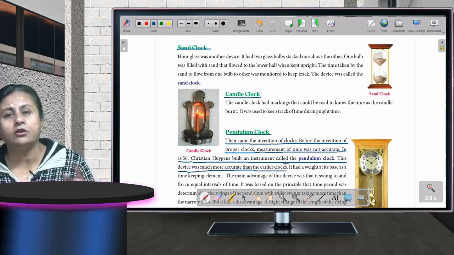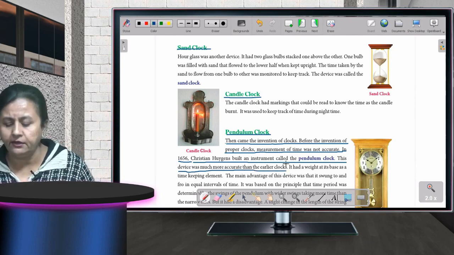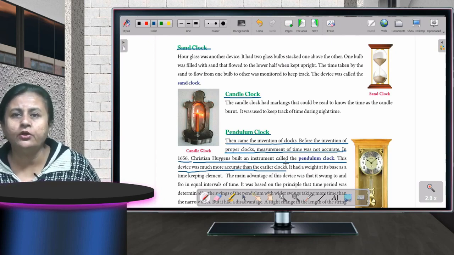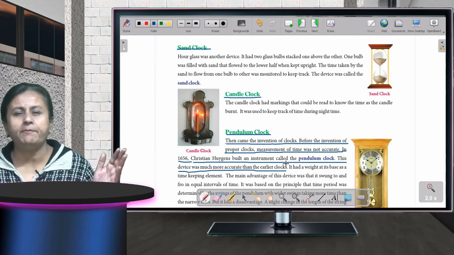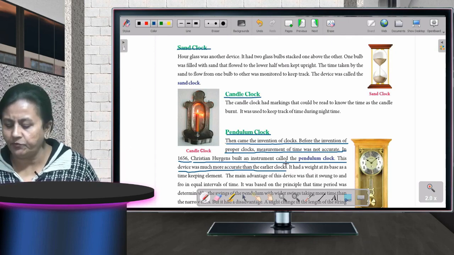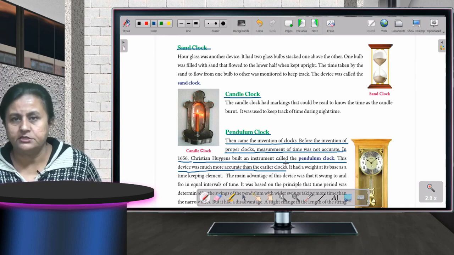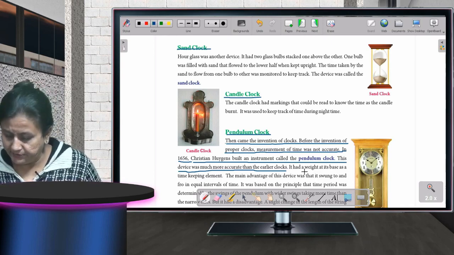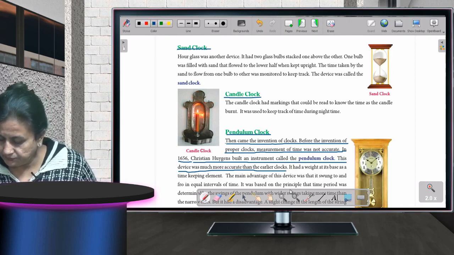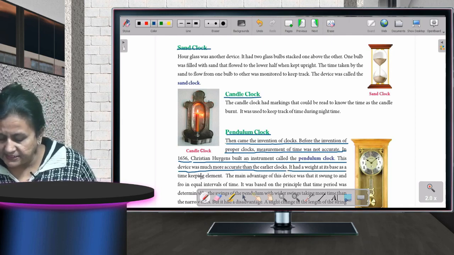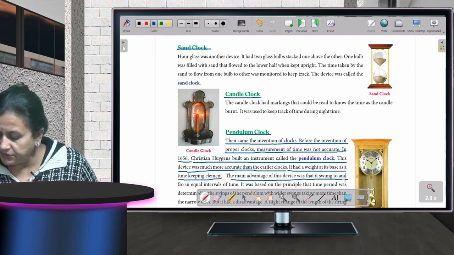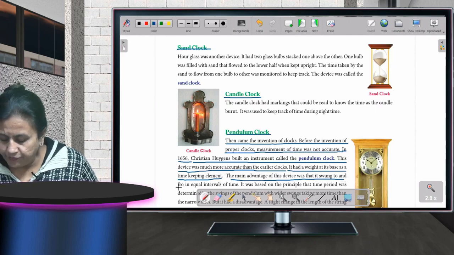Earlier clocks like water clock, sand clock and candle clock used to tell time, but the duration was not always correct and accurate. But with the passage of time, things changed, and the pendulum clock was designed. It was much more accurate than the earlier clocks which were used. Then it had a weight at its base as a time-keeping element. The main advantage of this device was it swung to and fro in equal intervals of time.